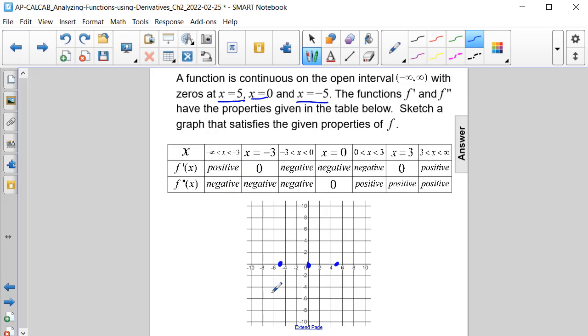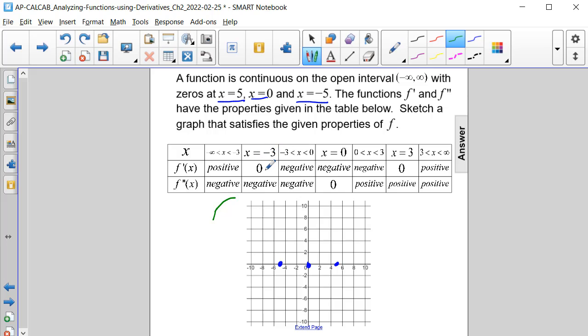So from -infinity to -3, we have a positive derivative, which means it is increasing, and the second derivative is negative, meaning it's concave down. So I'm going to adjust what I just drew here to have it showing up like this. So it's increasing and the concavity is negative, so it's opening downward.